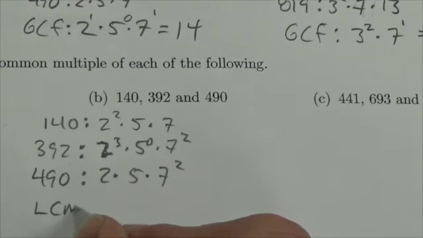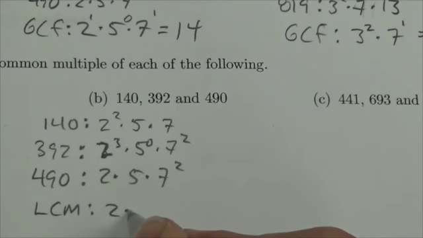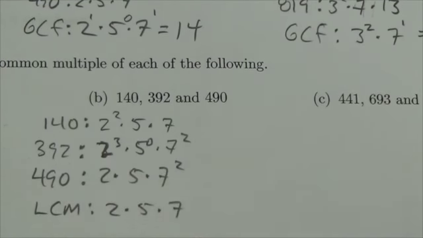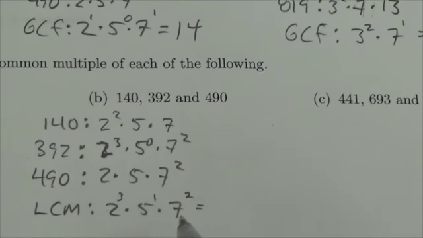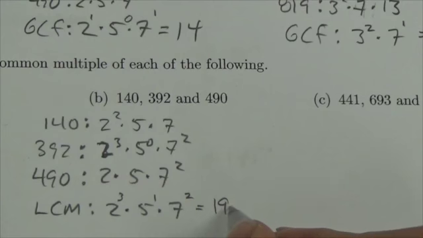And the least common multiple, again, is going to have all three of these prime factors, but this time with the largest exponent, so it's going to be 2 cubed, 5 to the 1, and then 7 squared. So that is going to be 8 times 5 times 49. So the least common multiple of these is going to be 1,960.